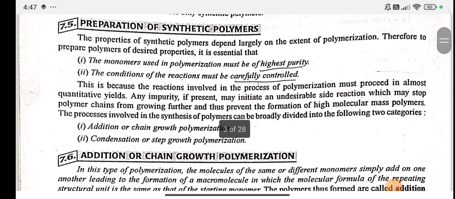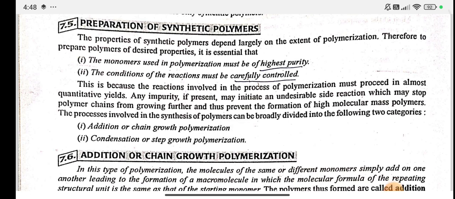Preparation of synthetic polymer. The properties of synthetic polymer depend largely on the extent of polymerization. Therefore, to prepare polymers of desired properties, it is essential that the monomer used in polymerization must be of highest purity. The condition of the reaction must be carefully controlled.